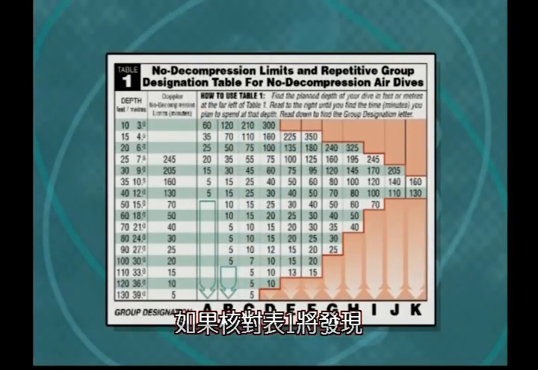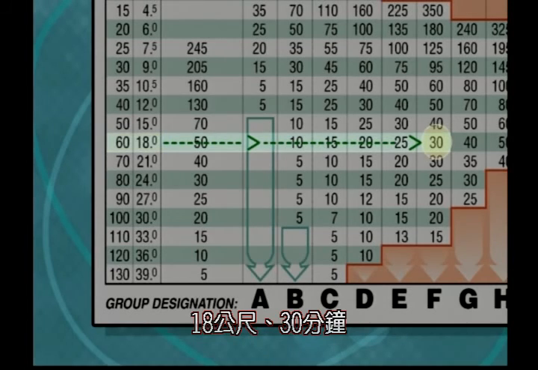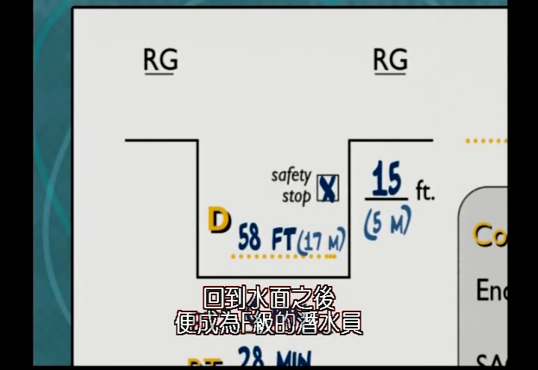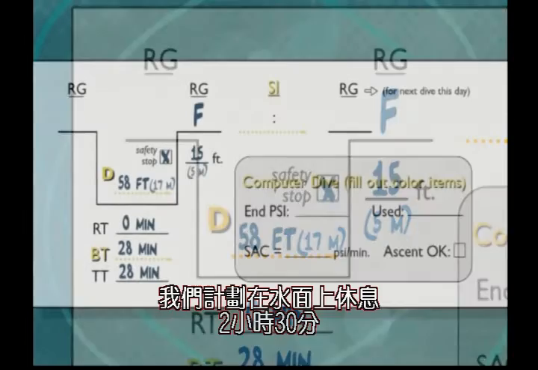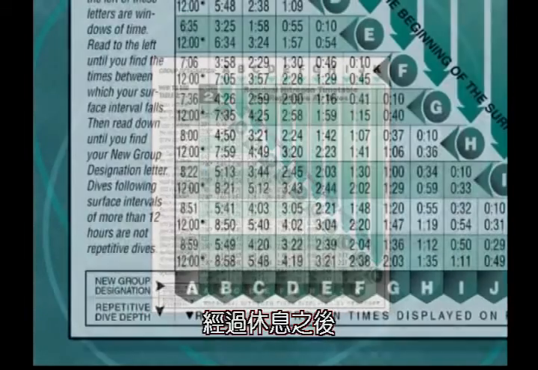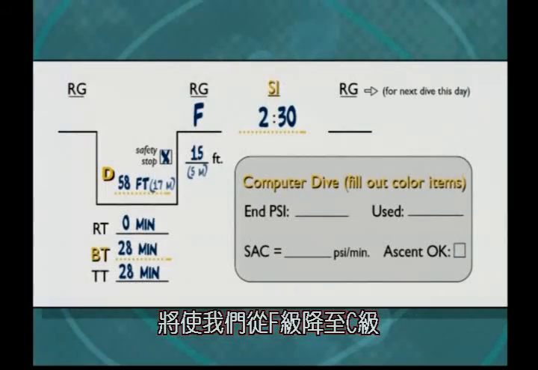If you check Table 1, you'll find that we have to read for 60 feet or 18 meters and 30 minutes. This means that after a 3-minute safety stop at 15 feet or 5 meters, we will return to the surface as an F diver. As we relax and eat, we will spend 2 hours and 30 minutes on the surface. By checking Table 2, the surface interval table, we see that this amount of time will lower us to a C diver.